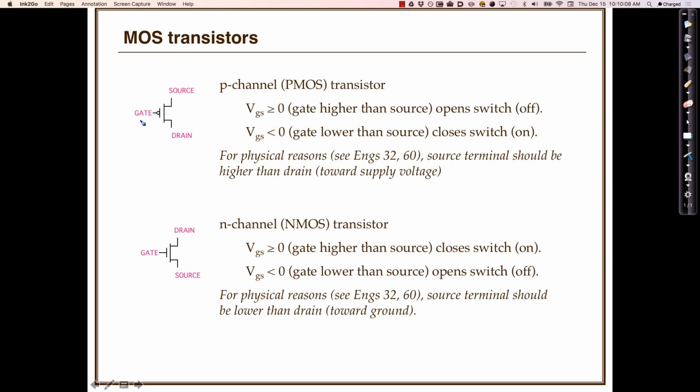The P channel transistor is on when the gate voltage is lower than the source voltage. If the gate voltage is greater than the source voltage, then the transistor is off. The complementary transistor, the NMOS transistor, operates in the opposite way: when the gate voltage is higher than the source voltage, the transistor is on, and when the gate voltage is lower than the source voltage, the transistor is off.